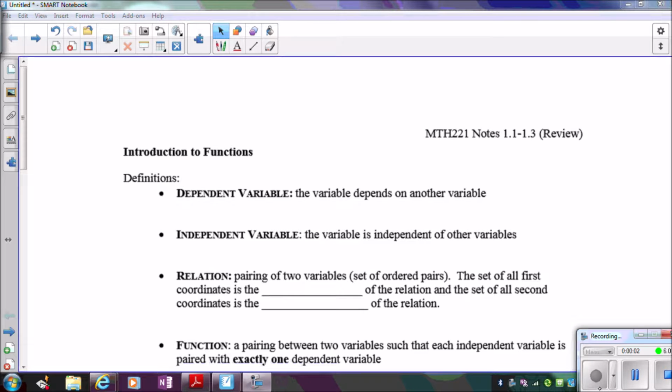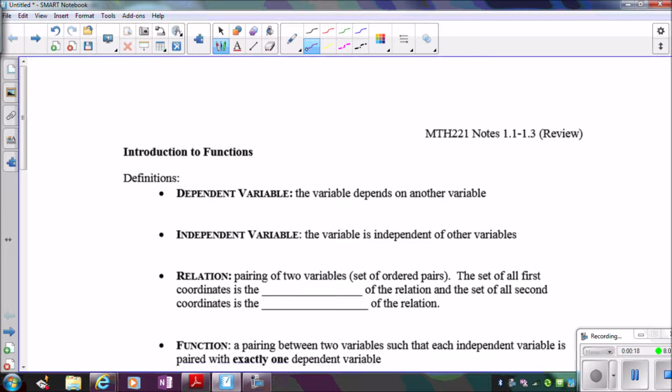In Chapter 1, we're going to review topics that you've learned in other courses prior to this class. The first thing we're going to start with is functions, so understanding what a function is, and some vocab. We're going to start off with what's called a dependent variable versus an independent variable.